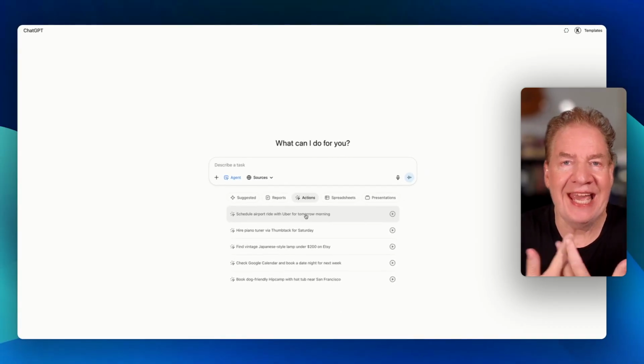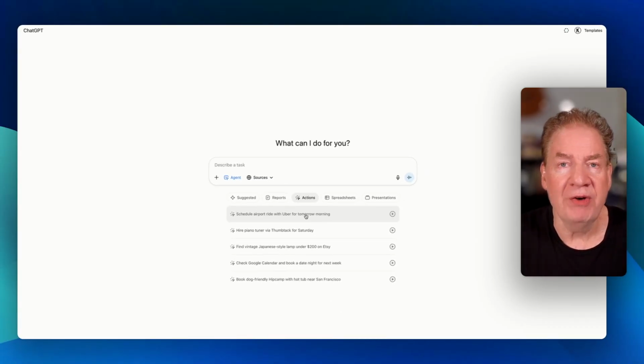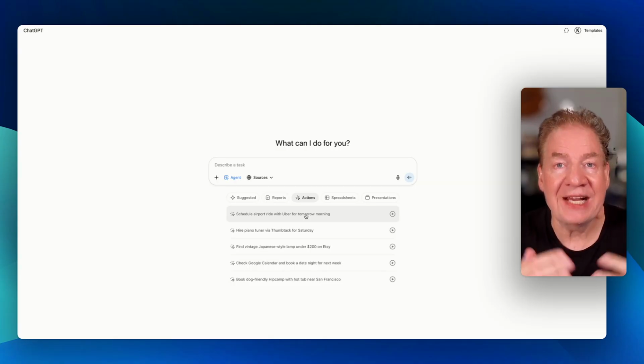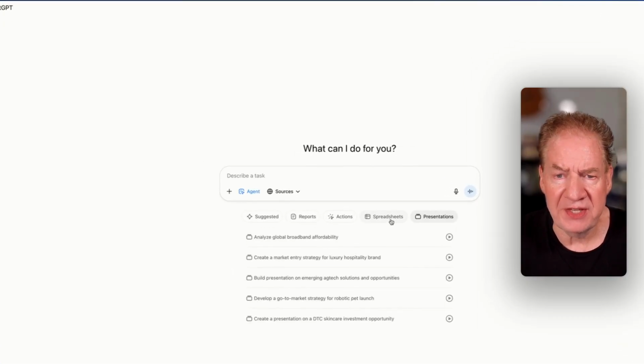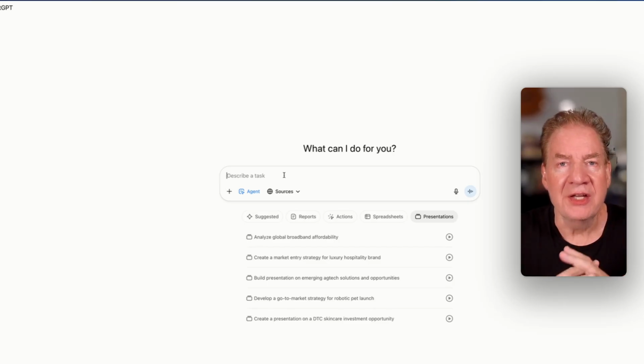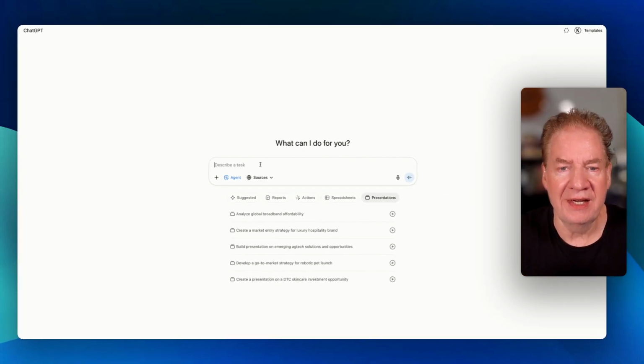So essentially, the agent here is a mode of operating which is creating sort of an autonomous experience where it goes off and takes actions based on your input. We have spreadsheets, presentations, etc. We're not going to do any of that today. What we're going to do is search for a simulation in this agent mode for a product.